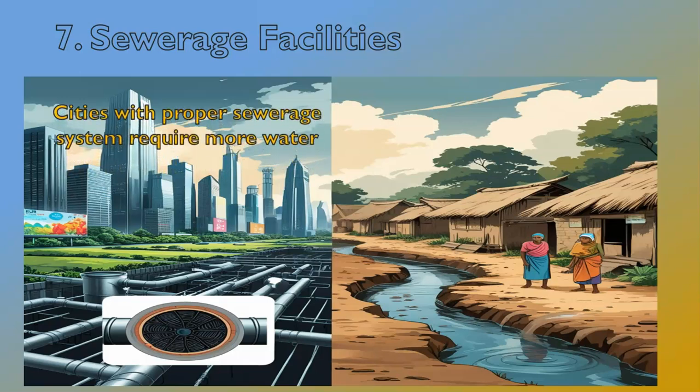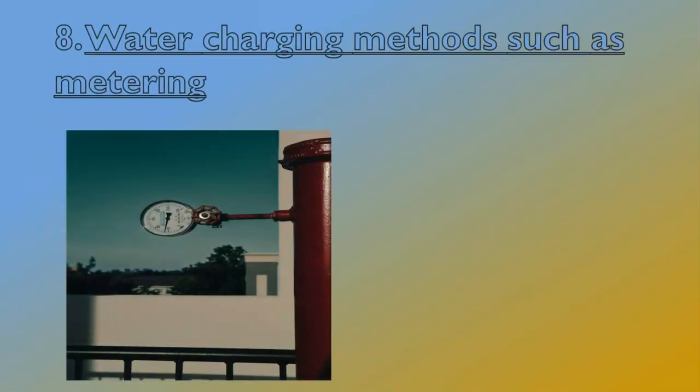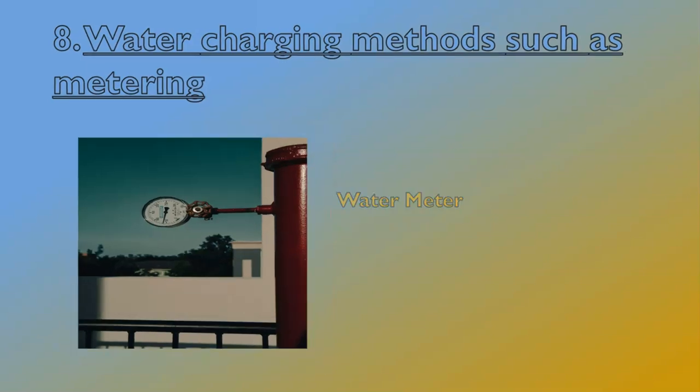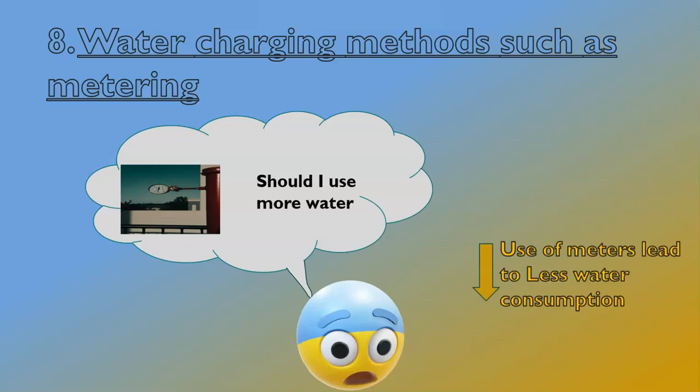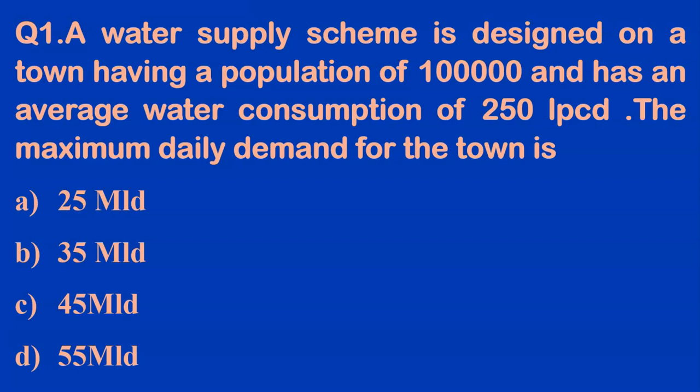The one on the left shows a city with proper sewers. In order to clean the sewers, more water is necessary. So cities with a proper sewerage system require more water. And the one on the right shows villages where there are no sewers, so less water is necessary. Then water charging methods such as metering. The figure shows a water meter. If there is a water meter, then the owner of the house will think, should I use more water? That means use of meters will lead to less water consumption.